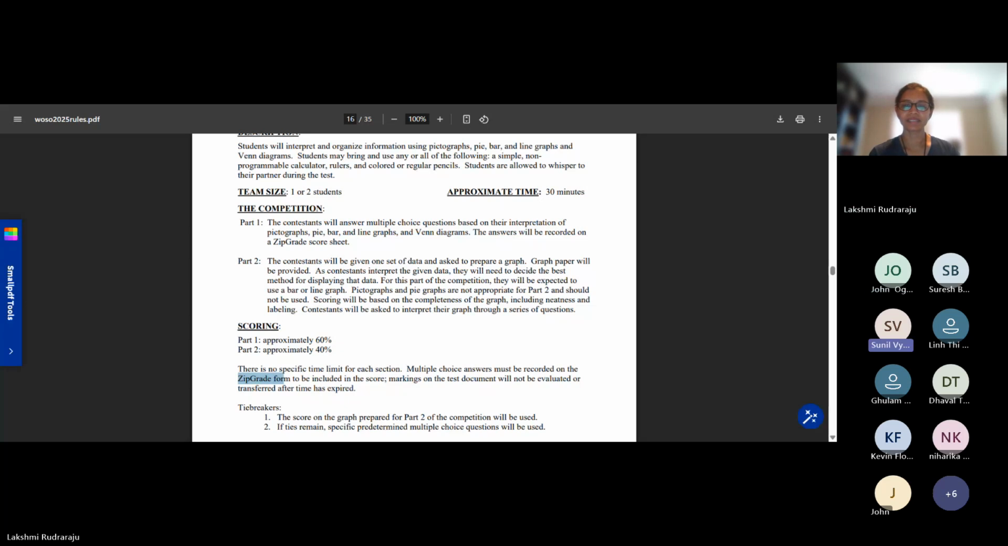You mentioned an answer sheet. So the question paper will be different and the answer sheet will be different? Yes, that is correct. Let's say there is a set of five or six sheets that are stapled. That is the question paper. And they're also given a ZipGrade form.